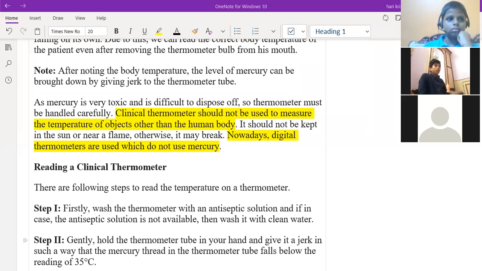Sir, I have a doubt. Right now, nobody uses these clinical thermometers other than a few old hospitals or schools, sir. Even my school shifted from the clinical thermometer to digital, sir.